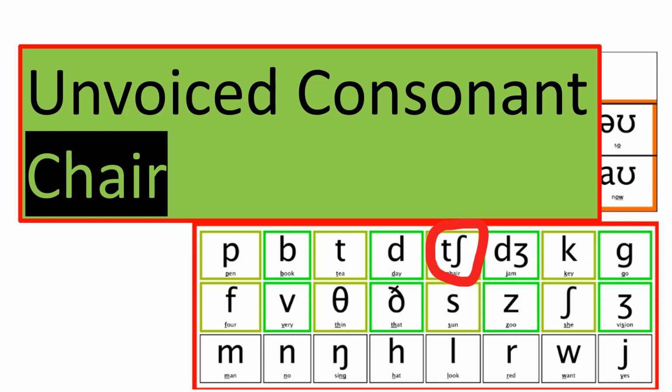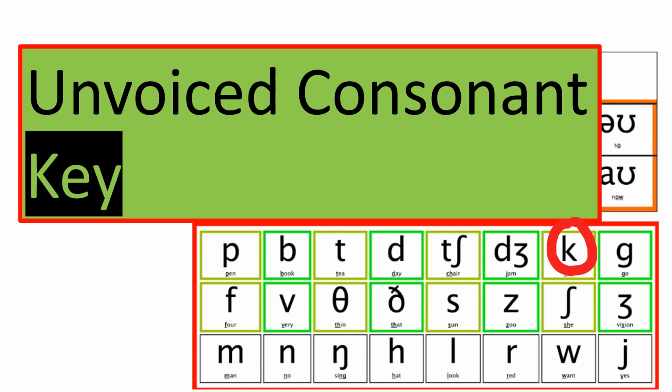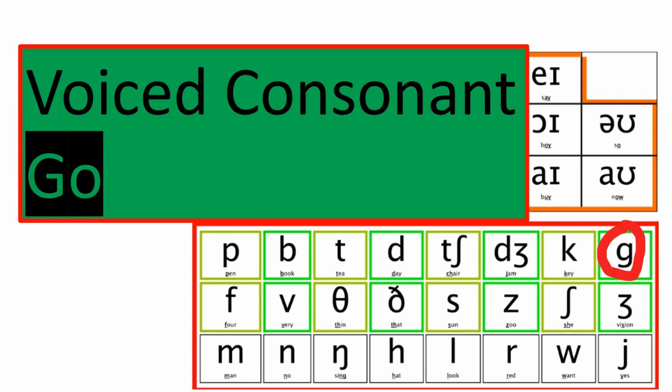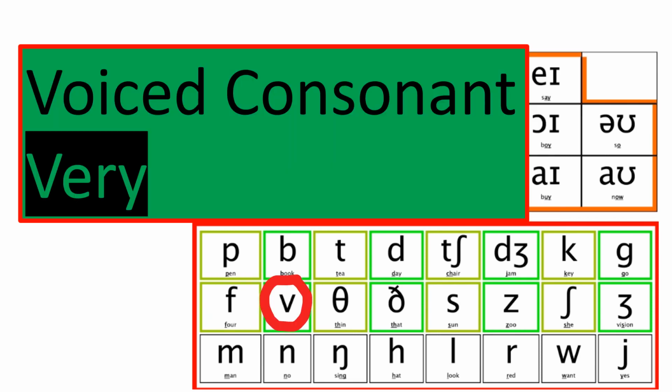Unvoiced consonant ch, as in chair. Voiced consonant j, as in jam. Unvoiced consonant k, as in key. Voiced consonant g, as in go. Unvoiced consonant f, as in four. Voiced consonant v, as in very.